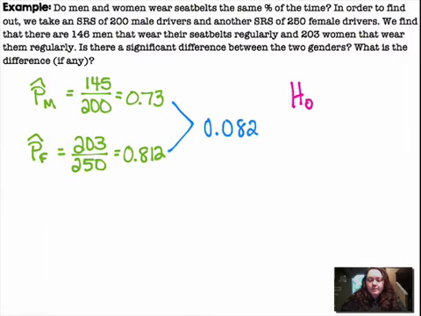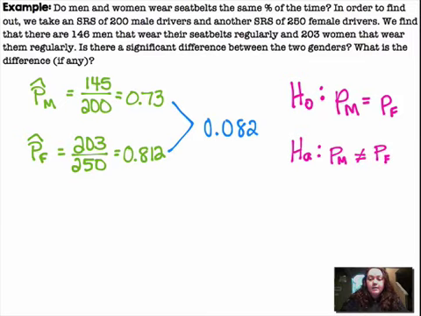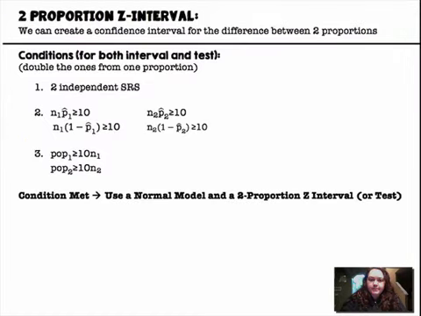Our null hypothesis would be the proportion of males is equal to the proportion of females that wear seatbelts. Our alternative would be the proportion of males is not equal to the proportion of females that wear seatbelts. And we'll learn more about this.